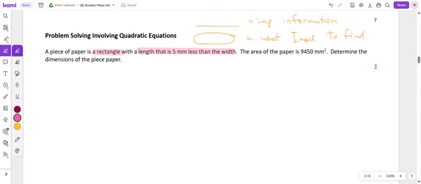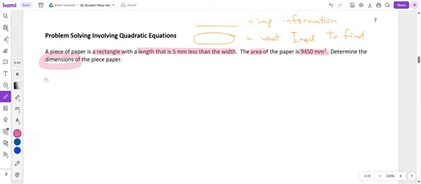The area of the paper is 9,450 millimeters squared. Important? Yeah. So everyone's going to highlight different words. Determine. What does determine mean? What's another word for determine? Figure out, find, determine the dimensions of the piece of paper. What am I looking to solve for? The dimensions. And what are dimensions? The measurements. So I'm basically saying I'm looking for length, width.